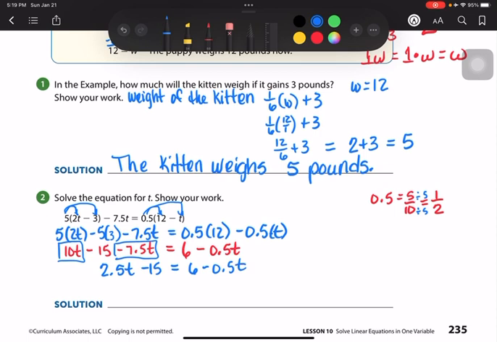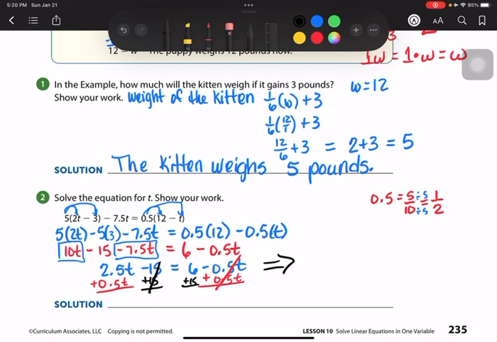Now we want to bring all our variables to one side and our constants to the other. So this is a subtracted 5/10. I'm going to add 5/10 t over here. That'll cancel this out. And I want to bring my constant to the other side by adding 15. Now this cancels out. Now over here I'm going to keep writing the equation.